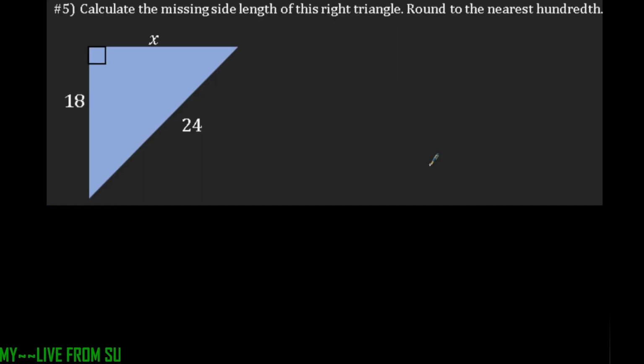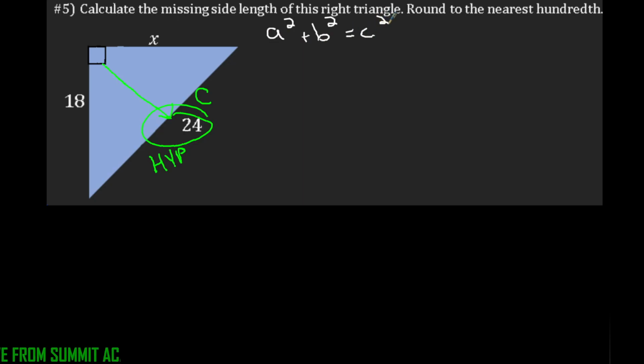For number 5, it says calculate the missing side length of this right triangle and round to the nearest tenth. So what we're going to do, use that Pythagorean theorem. It gives us a right triangle, so we know it's already like that. Across from or opposite of my right angle is my hypotenuse. So this is my hypotenuse, which is my side length c. So when I use my formula, a squared plus b squared equals c squared.